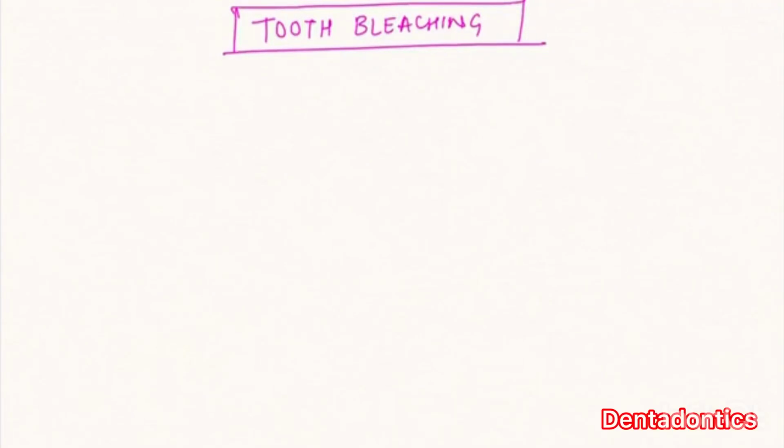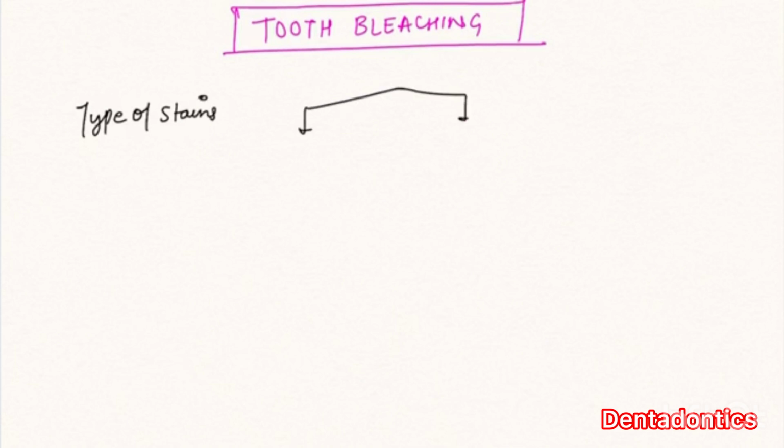Hello friends, our today's topic is tooth bleaching. So first we will discuss different types of stains. We have extrinsic stain and intrinsic stain.